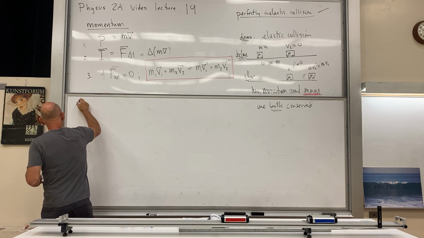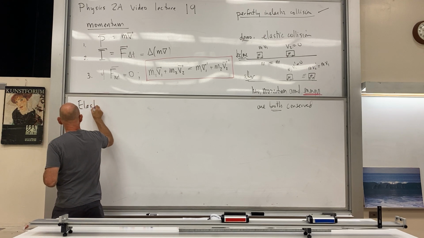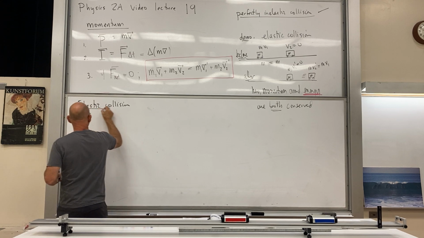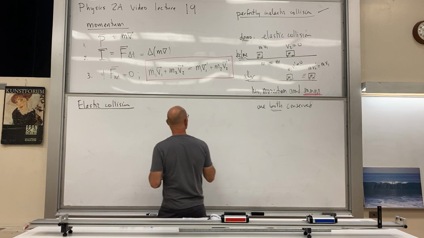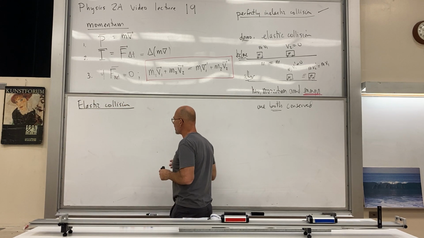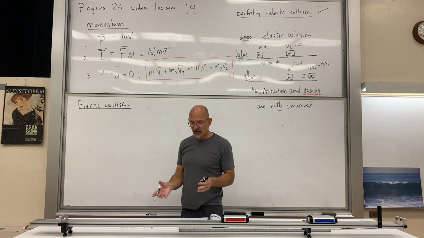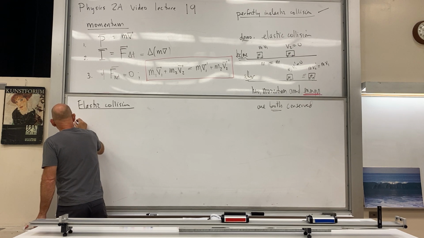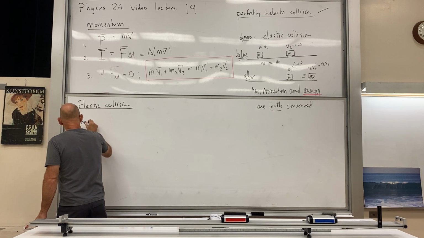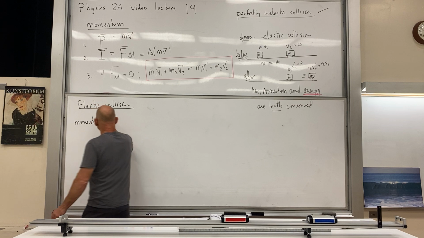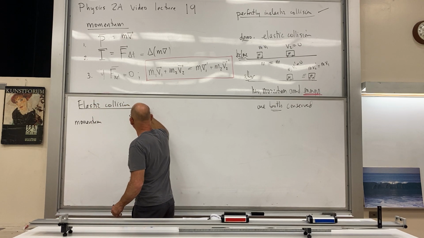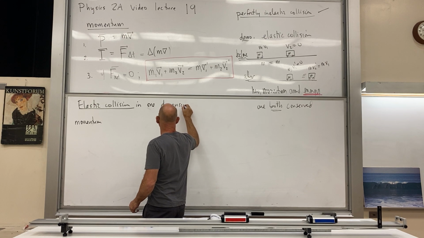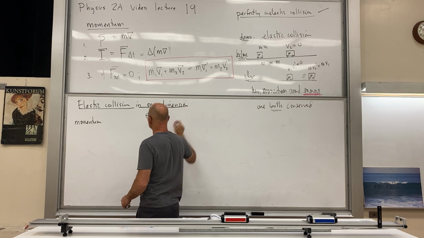So let's just call this elastic collision. And it's going to be two bodies. It's going to be exactly what I've drawn up here and demonstrated here with different masses. So we're going to set up two equations. The momentum equation, oh actually let's write elastic collision in one dimension. Okay, elastic collision in one dimension.